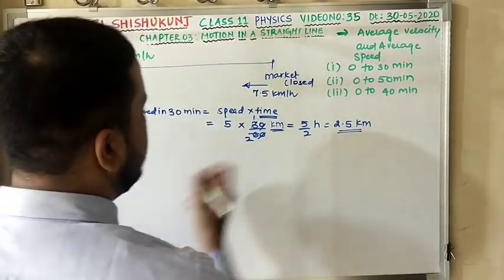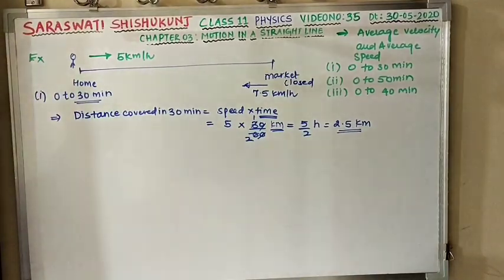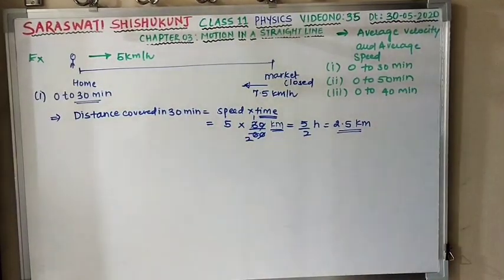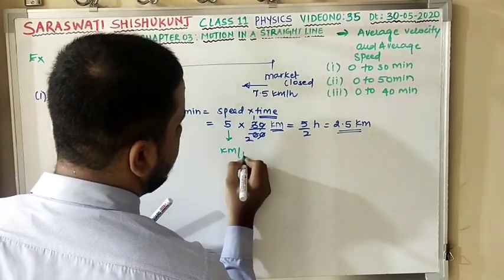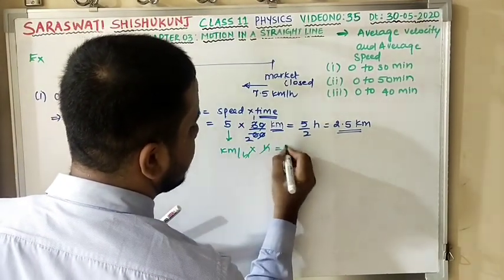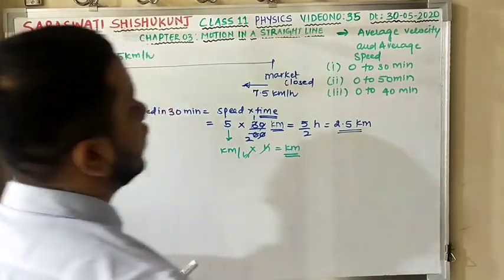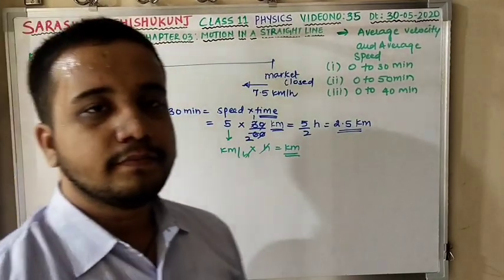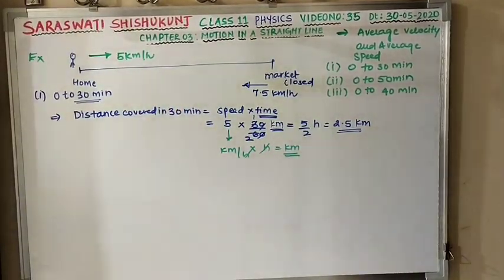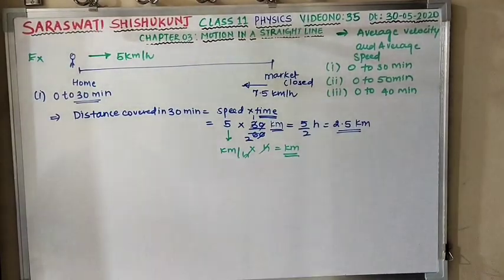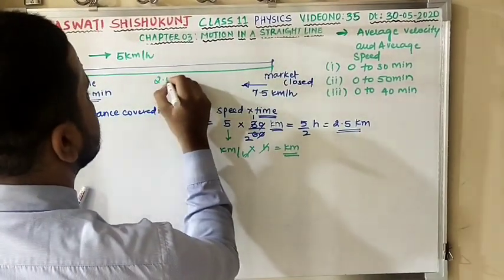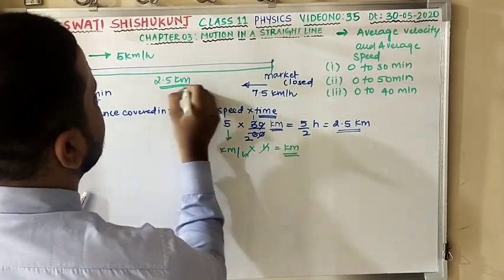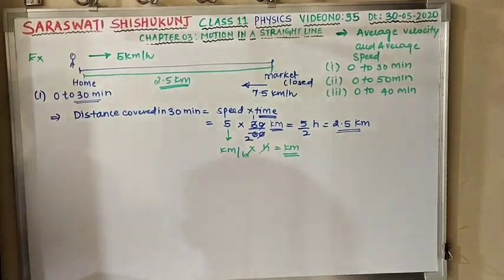Sir, how kilometer? I'll show you how kilometer. See, the speed has the unit of kilometer per hour, and time has hours. So hours cancel. Your answer will be in what? Kilometers. Is this clear? The value is 2.5 kilometers. Now we are able to notice one thing over here, that the distance from home to market is 2.5 kilometers that we have determined. Clear?